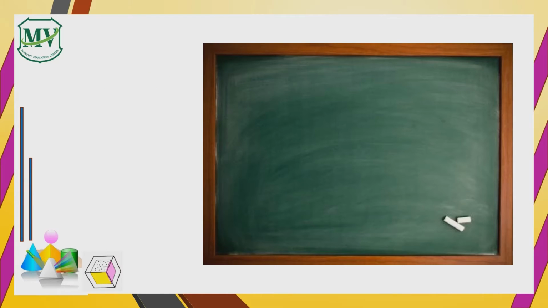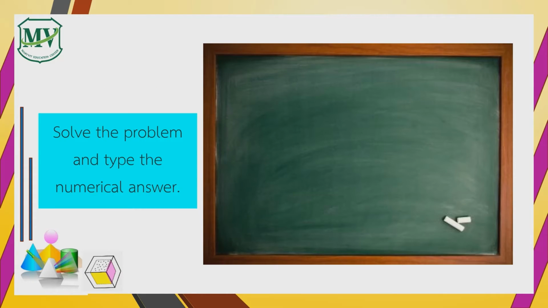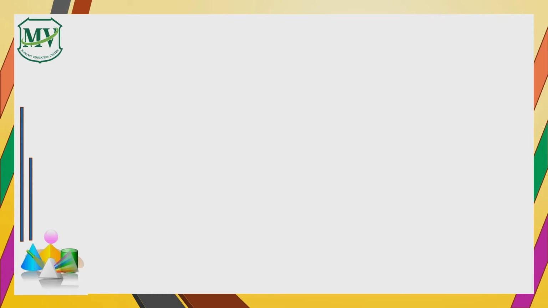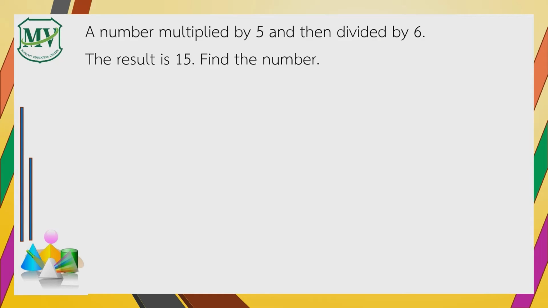Let's have another word problem. Still solve the problem and type the numerical answer. A number multiplied by 5 and then divided by 6, the result is 15. Find the number. Let's review first our word problem. A number multiplied by 5 and then divided by 6, the result is 15. Find the number. Solution. Let x be our number or our variable.